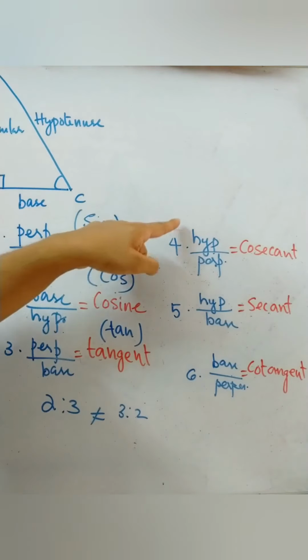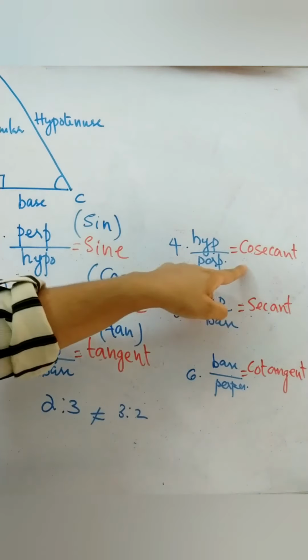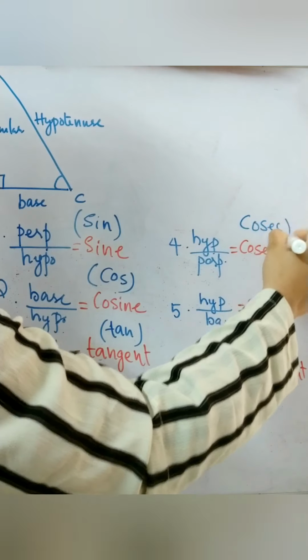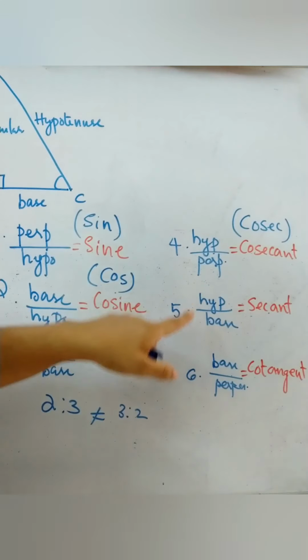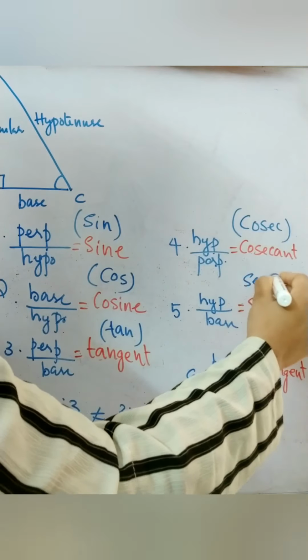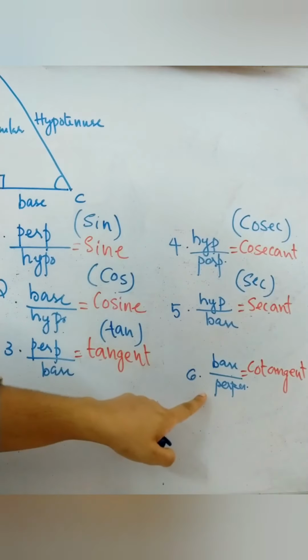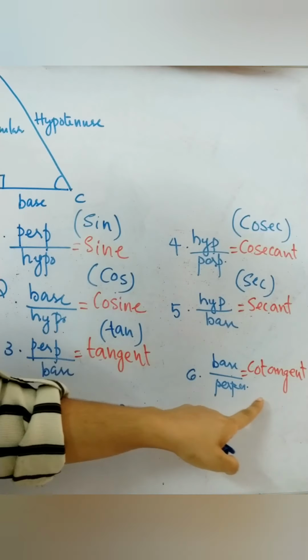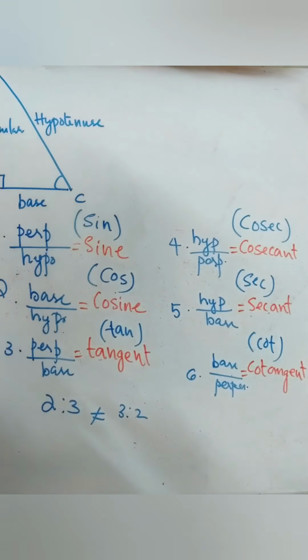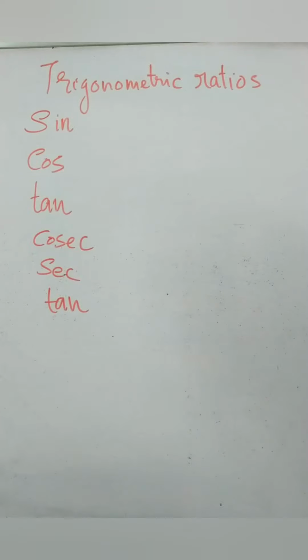And the ratio between hypotenuse and perpendicular, we will call it cosecant, but in short, you can write cosec. And the ratio between hypotenuse and base is called secant, but in short, you can write sec. And the ratio between base and perpendicular is cotangent. And instead of writing cotangent, you can simply write it as cot. So these are actually the ratios between different sides of a right angle triangle, and in trigonometry, these are known as trigonometric ratios.